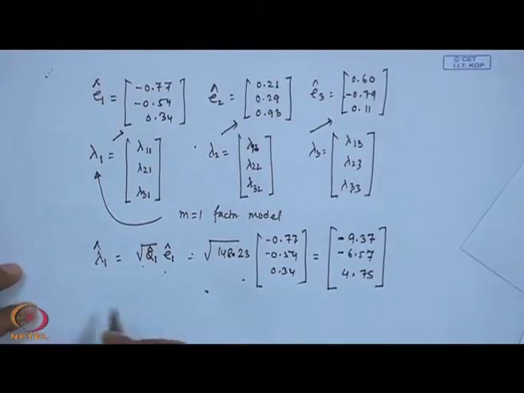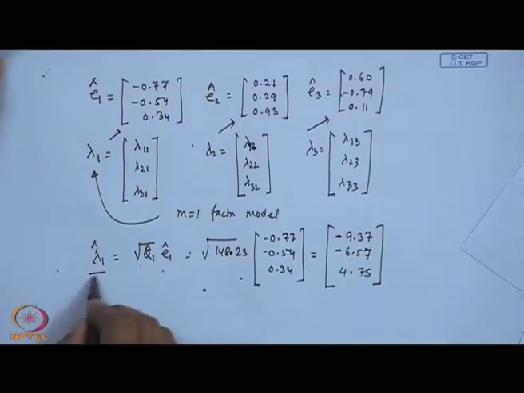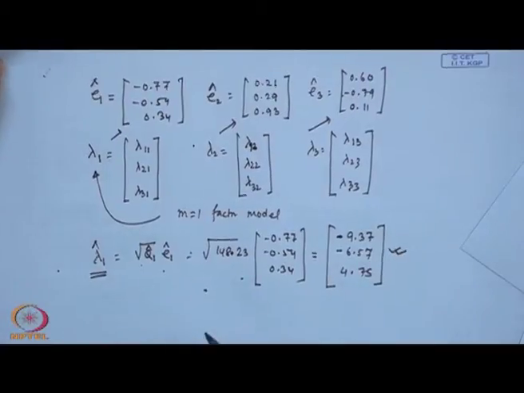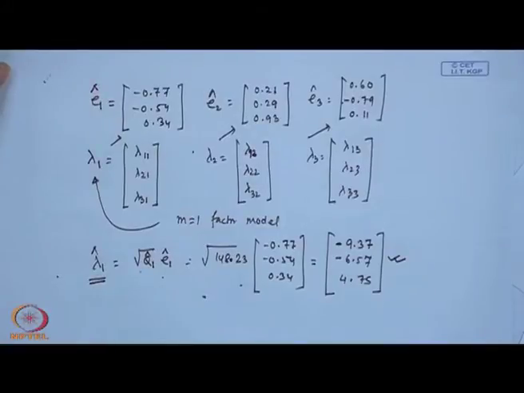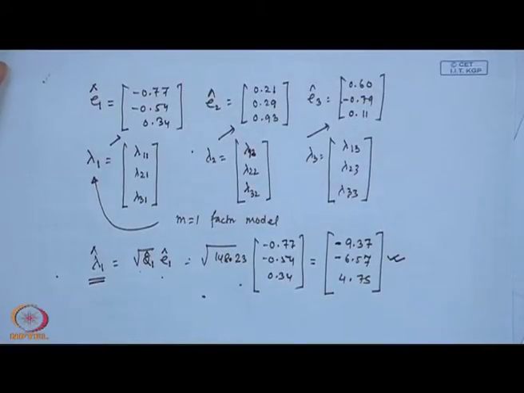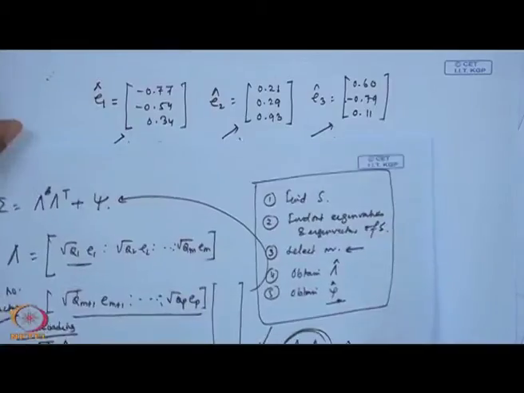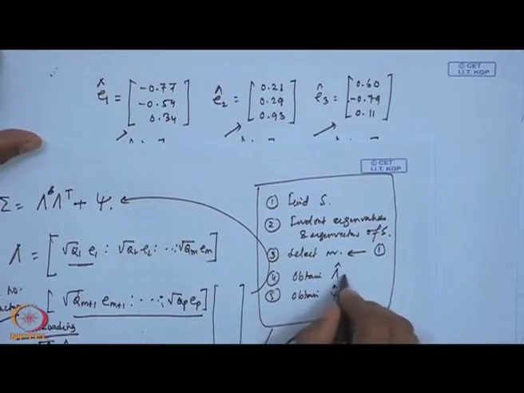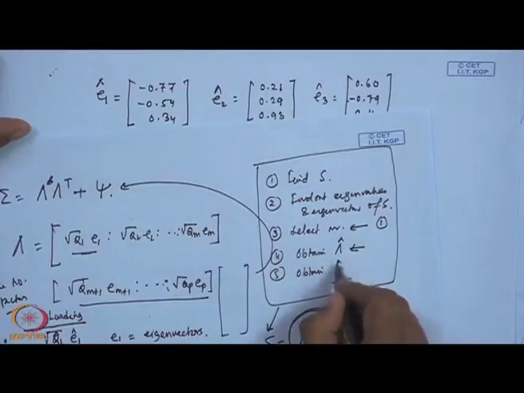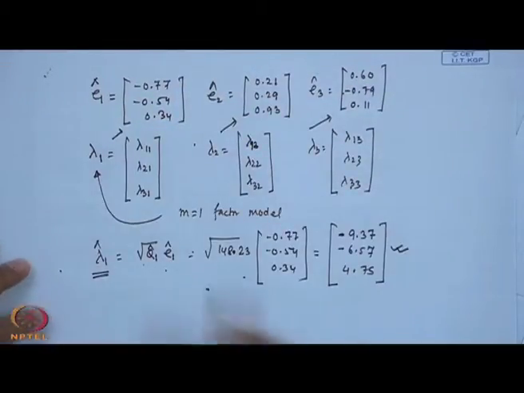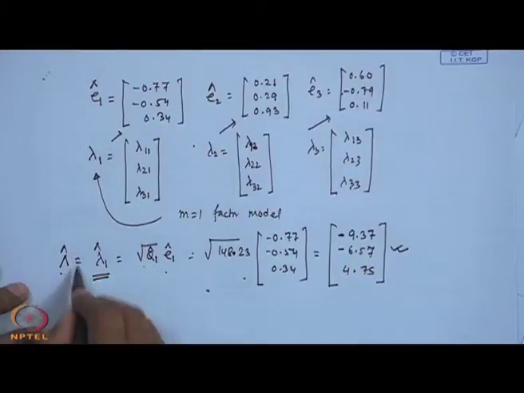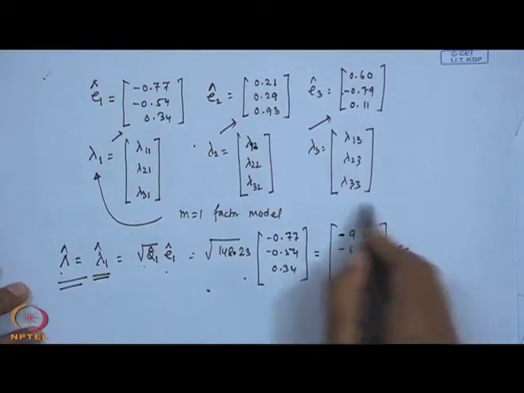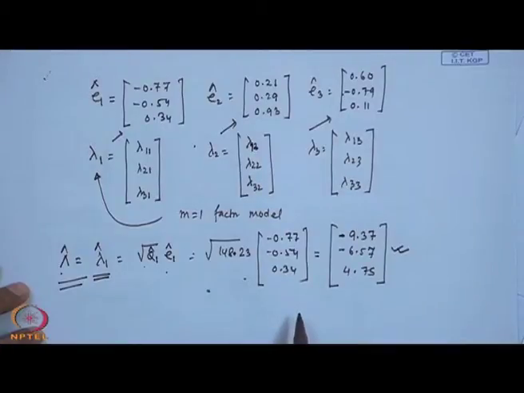Okay. So this is your lambda value. Now what you want, I think if you go by the steps, I said select m equal to 1, obtain sigma, that is lambda cap. Here lambda cap is this one. So you have obtained lambda cap. Now what you require to find out or obtain is psi cap.